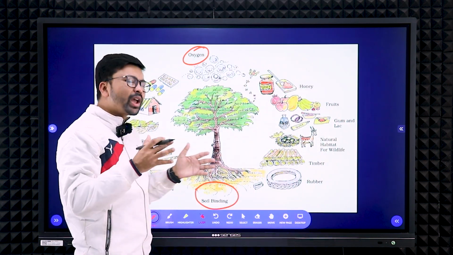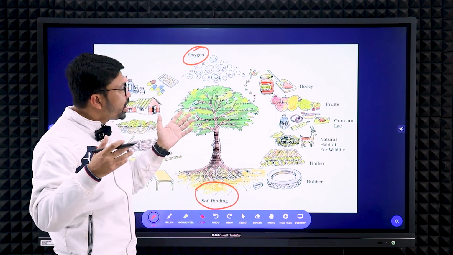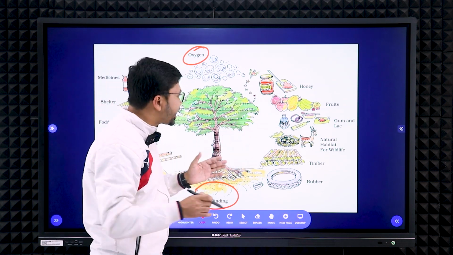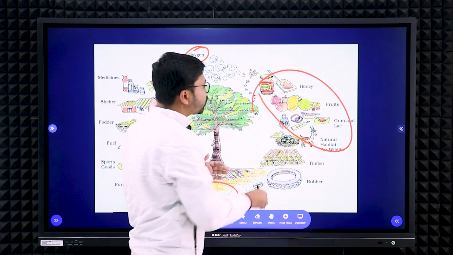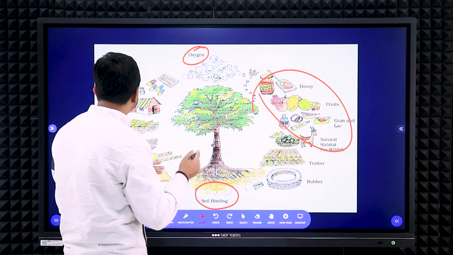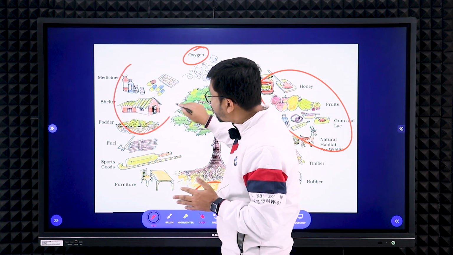Next, other than that, we are getting so many forest products. They can be used for medicinal purposes. We are getting minor products like honey, fruits, gum, lac, all those things. That is also very important. For timber, we use it for making furniture. Next, it can be useful for making medicine.